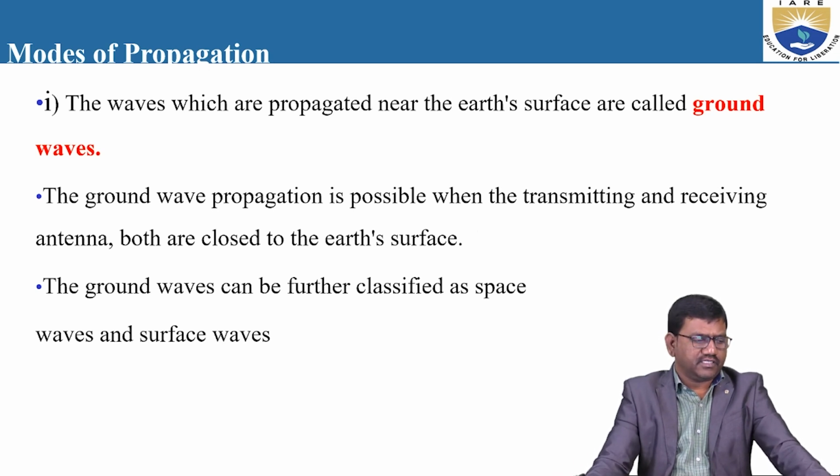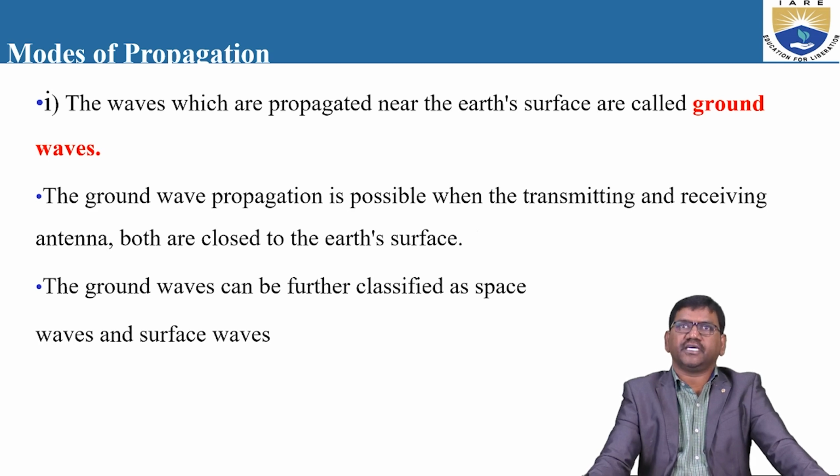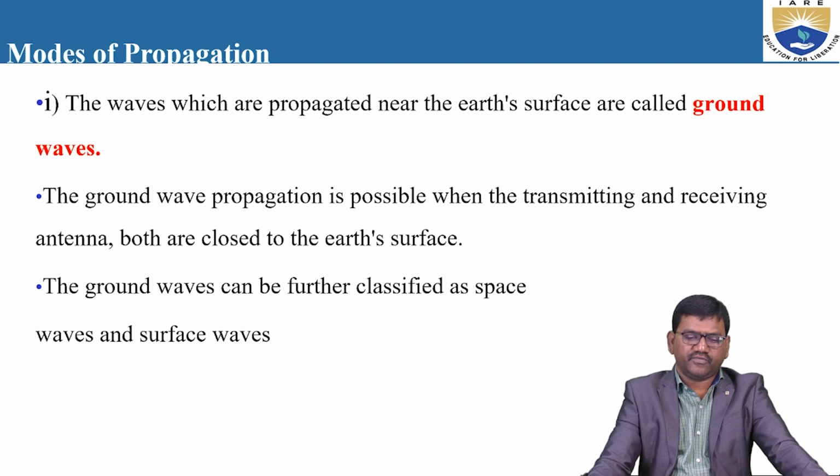So here the first one is ground wave propagation. The waves which are propagated near the earth's surface are known as ground waves. Ground wave propagation is possible when the transmitting and the receiving antennas are both closer to the earth's surface. The ground waves can be further classified as space waves and surface waves.